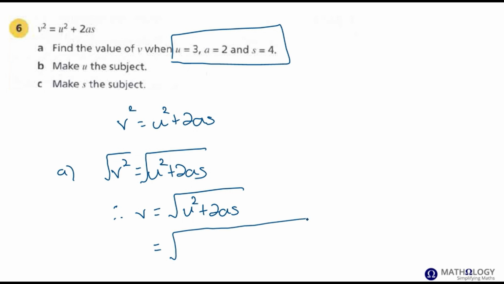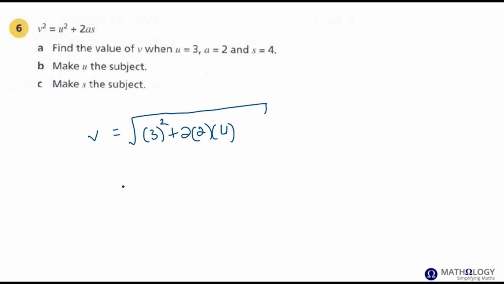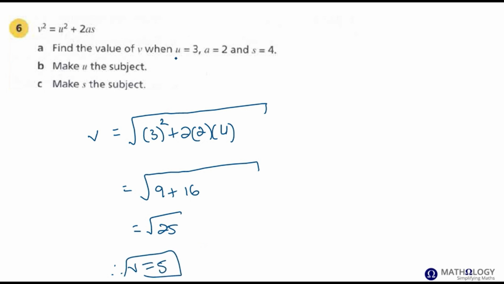So we will have the square root of 3 squared plus 2 times 2 times 4. So v equals the square root of 3 squared is 9. 2 times 2 is 4. 4 times 4 is 16. So we have the square root of 9 plus 16. That's the square root of 25. And therefore v equals 5. V equals 5 when u equals 3, a equals 2, and s equals 4.